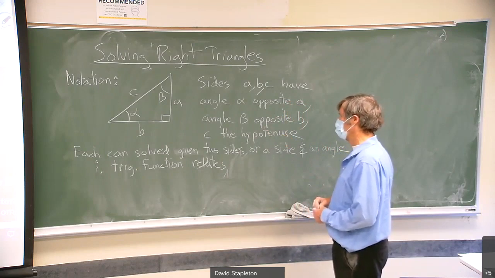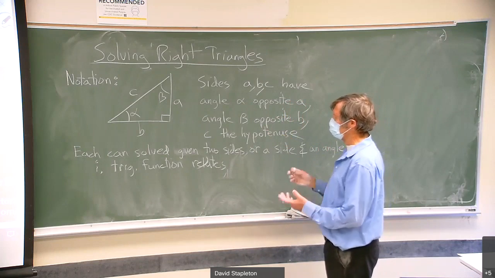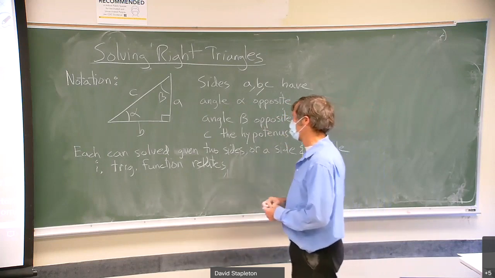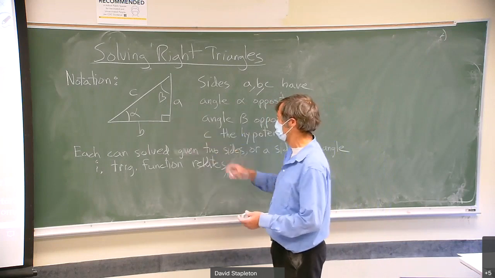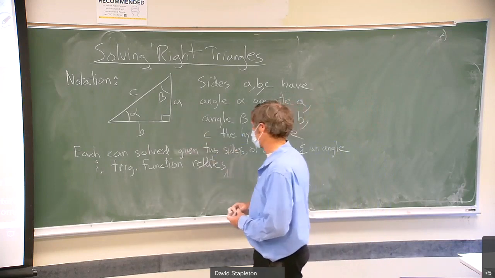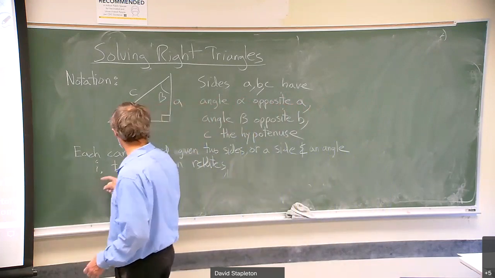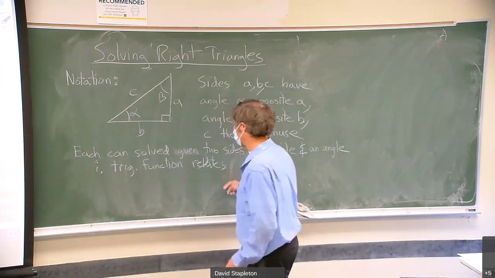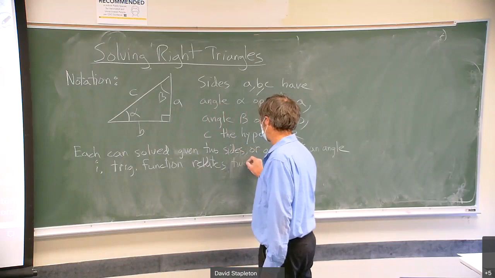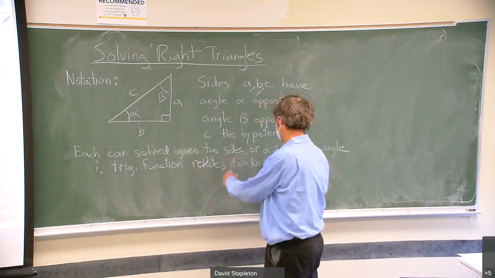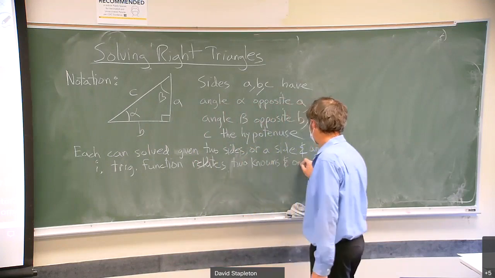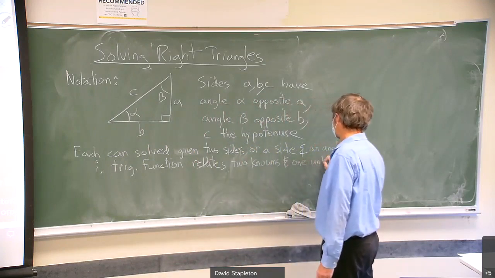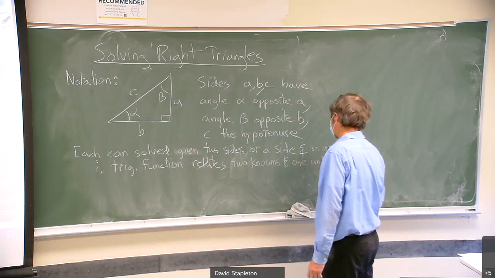And so solving means find all the other sides and angles. There will be three that we don't know, right? We're given two pieces of information, plus we know there's a right angle. There's three things left to find in all these. So I'll give you 1, 2, 3 steps. The first one is the trig function relates the two knowns that you're given, right? And one unknown. Allows you to solve for that unknown side or angle.